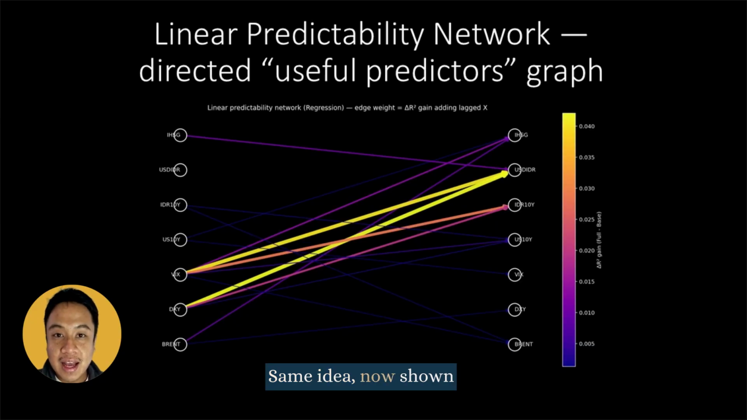Same idea, now shown as a directed graph. Arrow means adding X improves prediction of Y out of sample. Thicker or brighter means larger improvement. This is the version of the network I care about for building forecasting engines because it's tied to generalization, not just in-sample detection. But we still have a limitation.